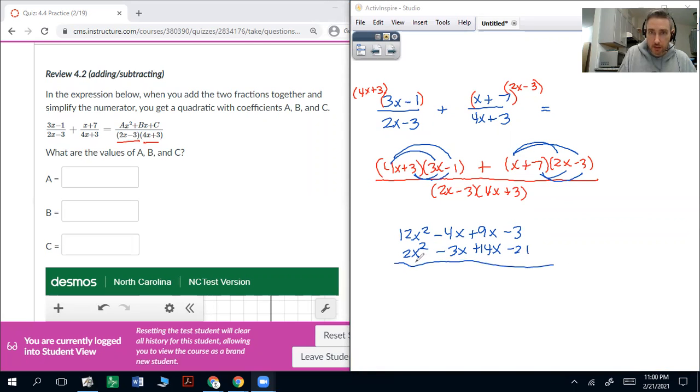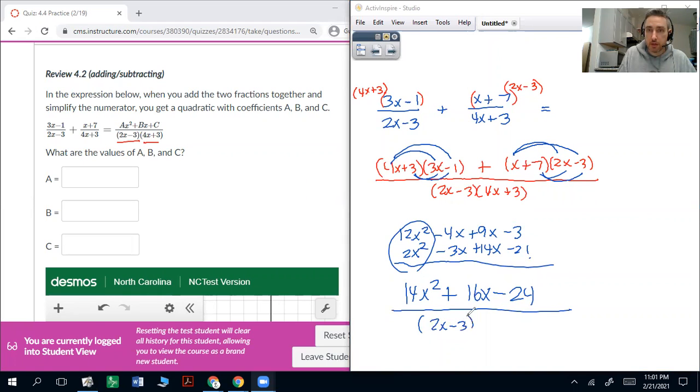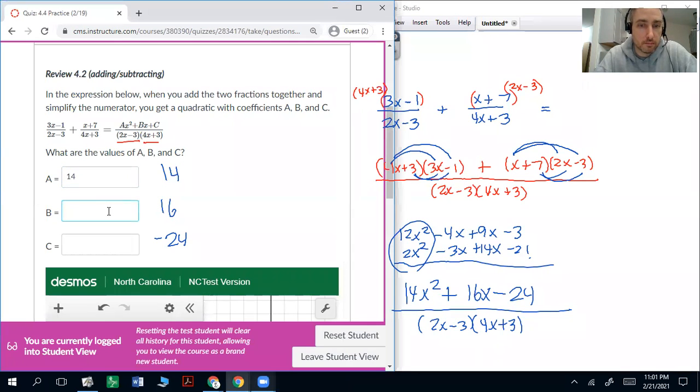Well, let's combine all those. That's 14x squared. Negative 4 and negative 3 is negative 7, plus 9 is 2, plus 14 is 16. So those four should combine to 16x. And then these are negative 24. And that gets written over 2x minus 3 and 4x plus 3. So what are your A, B, C? A is going to be 14, B is 16, and C is negative 24. There's your answer.